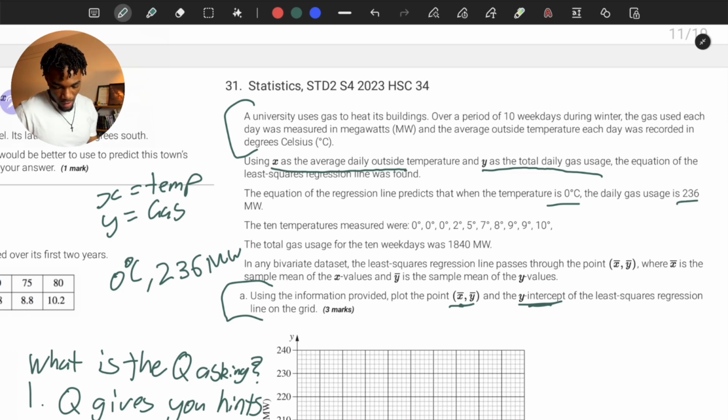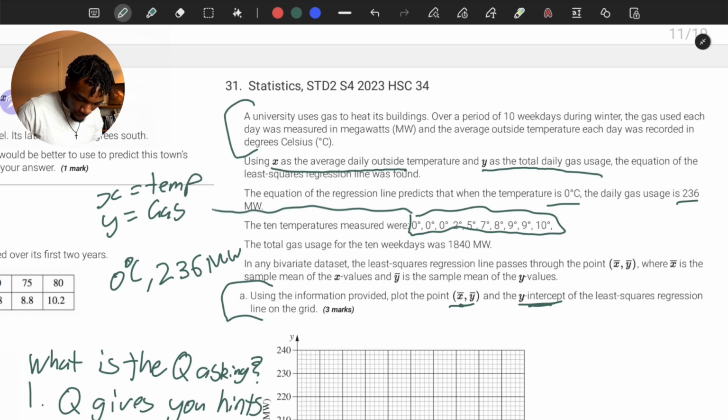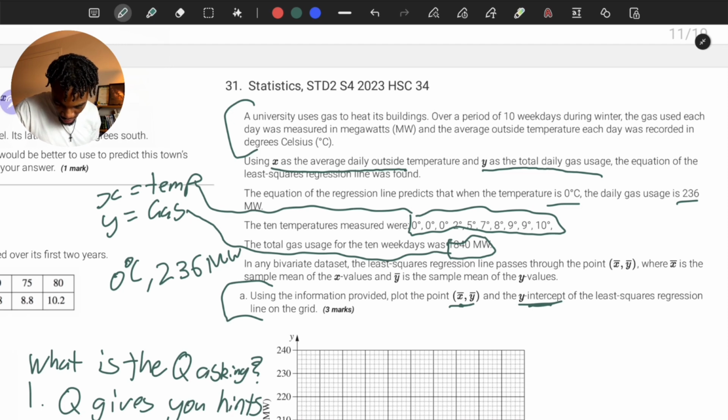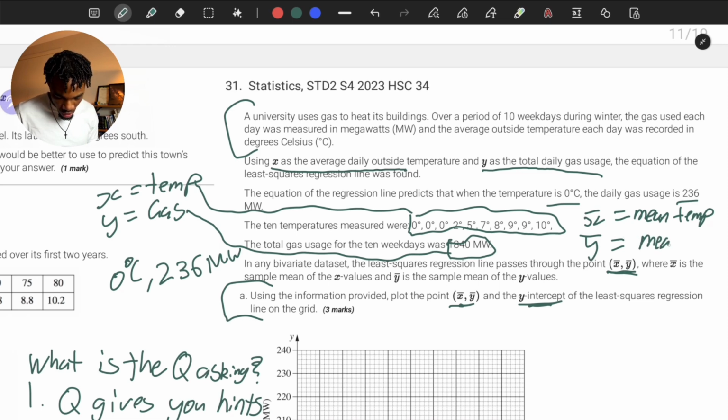And I have these data points below for temperature. And then I have this data point for gas. In any bivariate data set, the least squares regression line passes through the point (x̄, ȳ), where x̄ is the mean of the x value, so mean of temperature, and ȳ is the mean of gas.